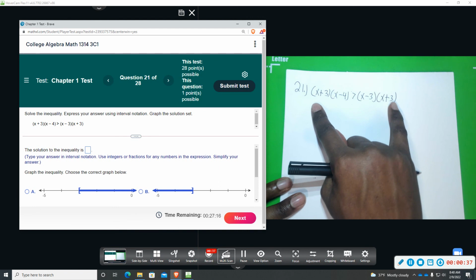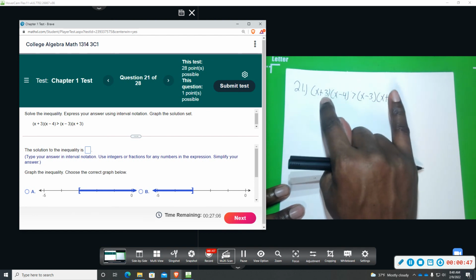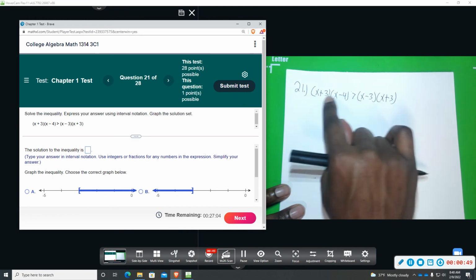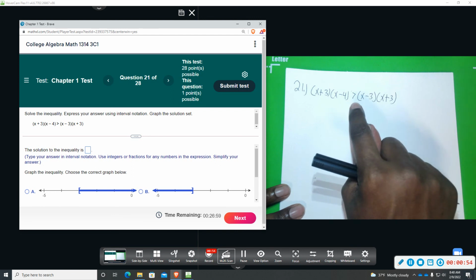I would like to say you can probably divide those off, but you don't know if x is -3, and that could make it 0. So we can't divide by 0. So we don't know that yet. So we're going to just distribute and then simplify and then see what we get.